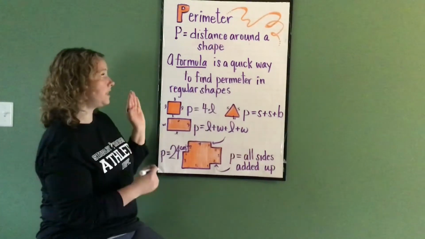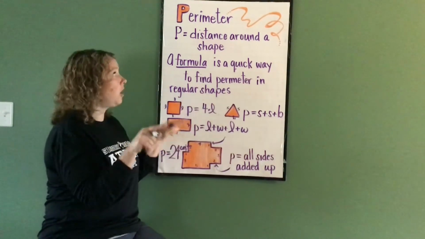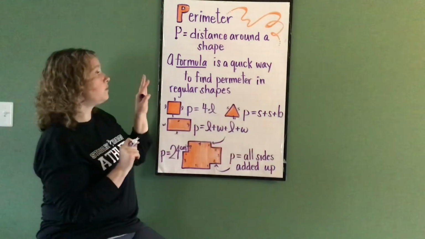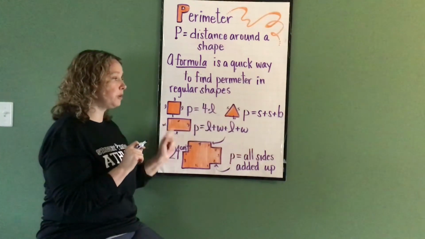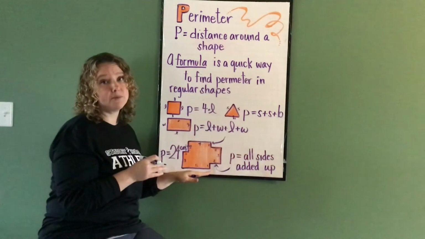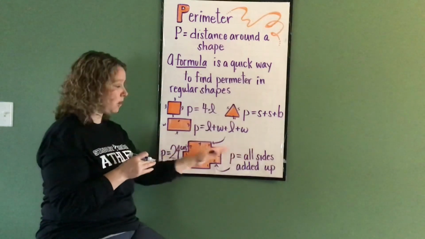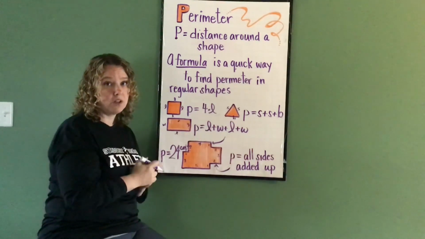Okay, so today we talked about perimeter being the distance around a shape, on the outside. We're using a formula to calculate perimeter for these different kinds of shapes. And then there's no formula when it comes to irregular shapes. You just have to add up all the different sides all the way around, taking care not to miss a side.